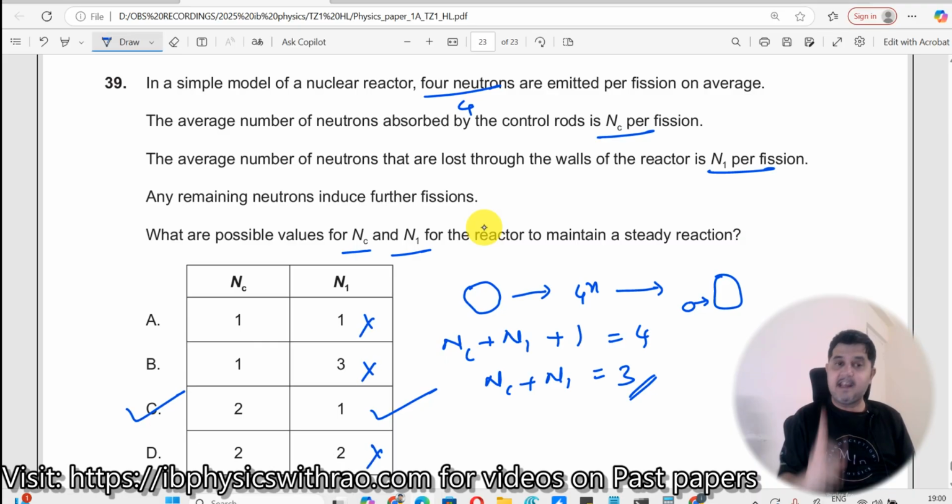So it can be Nc equal to 2, N1 equal to 1, and it's also possible that Nc equal to 1 and N1 equal to 2. Both are possible, but we don't have any other data. The only data that we have is that the sum of these two should be equal to 3. That's why I claim that for 39, the answer is C.